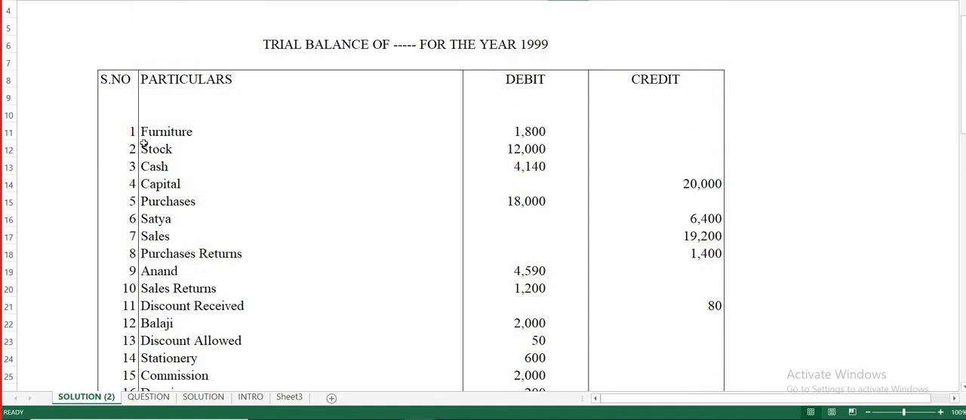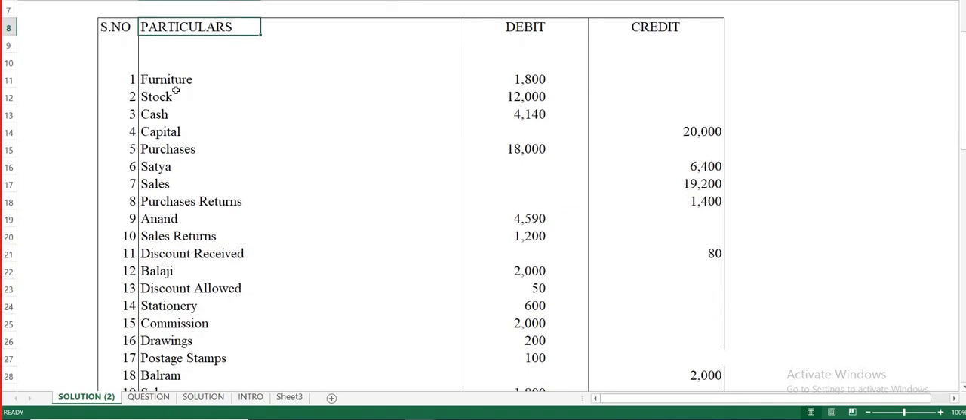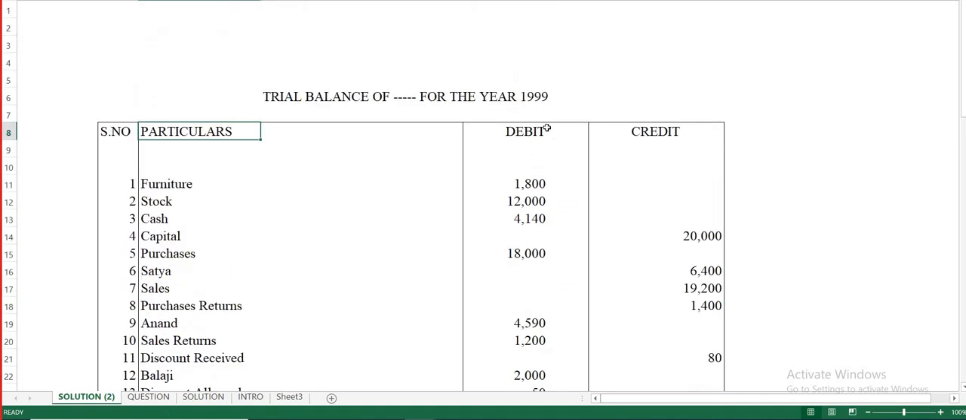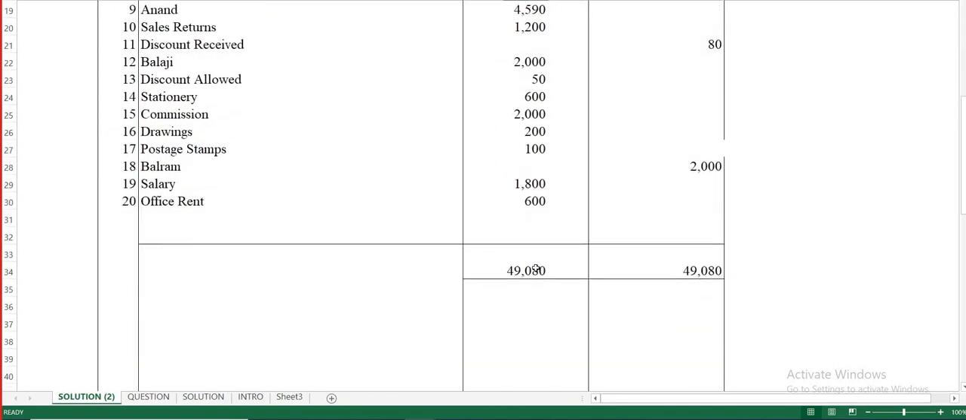In the trial balance you don't have a date column. Whatever ledger balances you got in those separate accounts will be entered in the particulars column, and based upon debit balance and credit balance, you put them either under the debit column or under the credit column. At the end, you find out whether both balances are equal or not. So this is the trial balance.